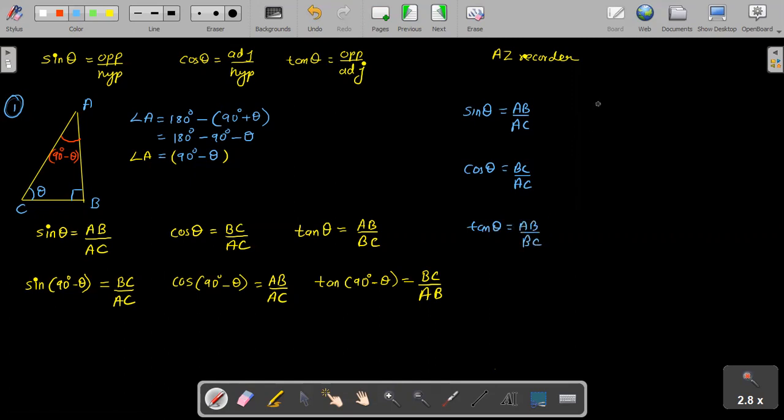Then here I got sine 90 minus theta equal BC upon AC. Cos 90 minus theta equal AB upon AC, and tan 90 minus theta equals BC upon AB. Can you match the pair here?